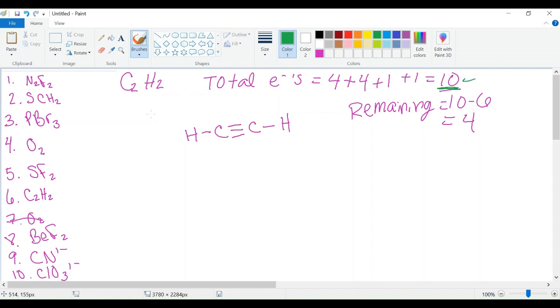So we're good here. And then I have to make sure everybody is satisfied. So my hydrogen has 2 electrons. That's what we want. This hydrogen has 2 electrons. That's what it wants. This carbon has 8 electrons, 2, 4, 6, 8. And this carbon has 8 electrons, 2, 4, 6, and 8. So this is a good structure. Everybody's happy.